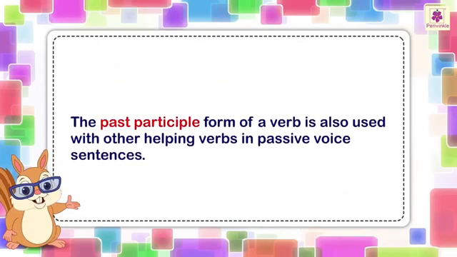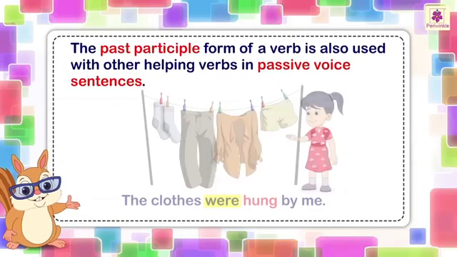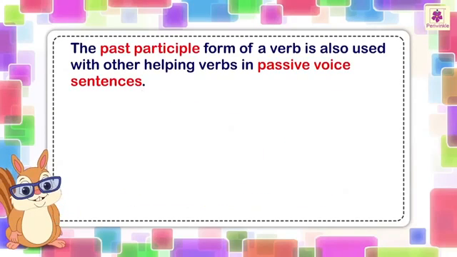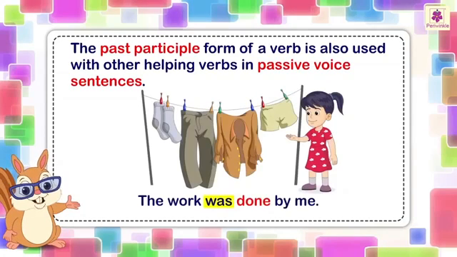The past participle form of a verb is also used with other helping verbs in passive voice sentences. For example, the clothes were hung by me. The work was done by me.